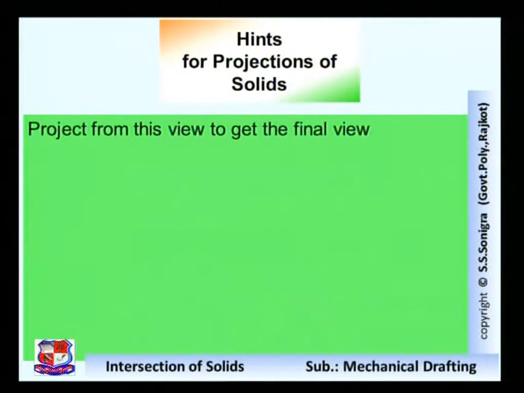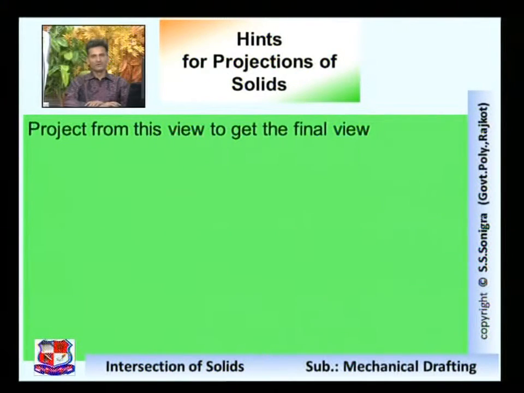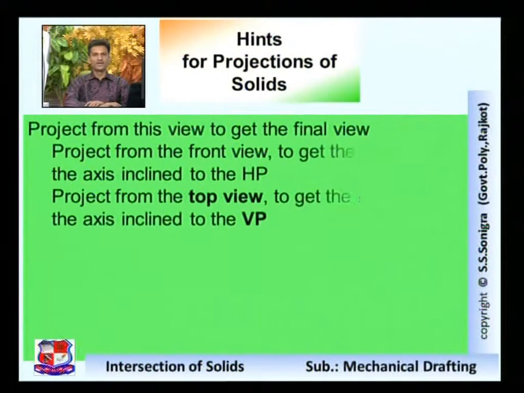Project from the view to get the final view. Project from the given view, that is, whichever view we have tilted, from that we should project. Project from the front view to get the top view if the axis is inclined to HP, and project from the top view to get the front view if the axis is inclined to the vertical plane. We have seen both kinds of problems in the present solutions.